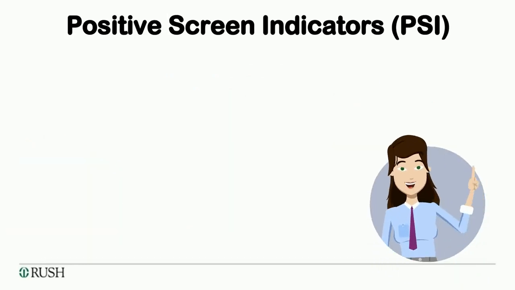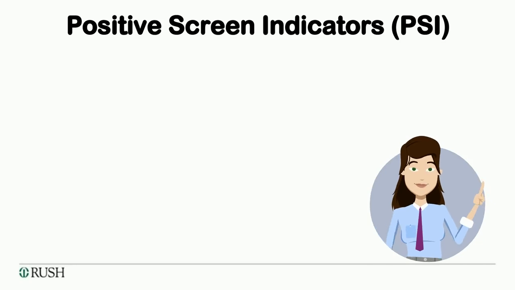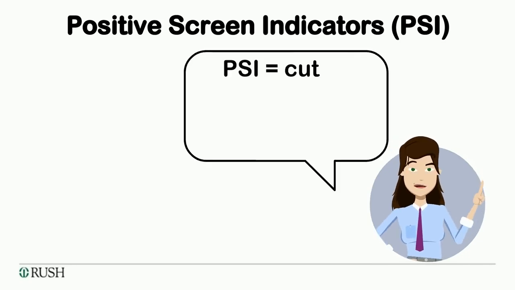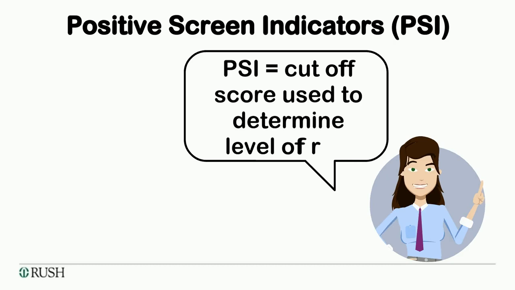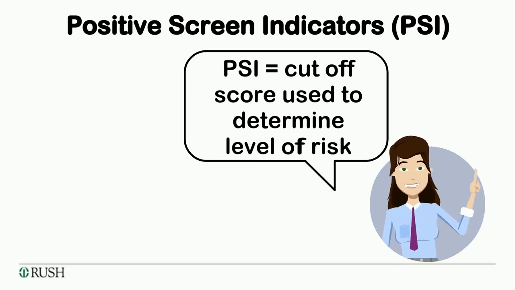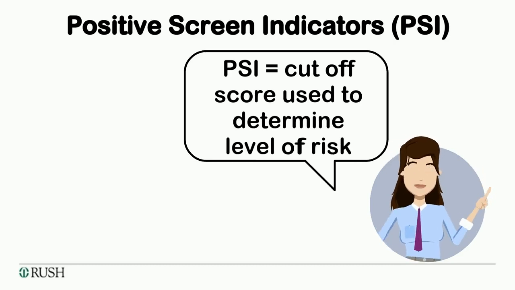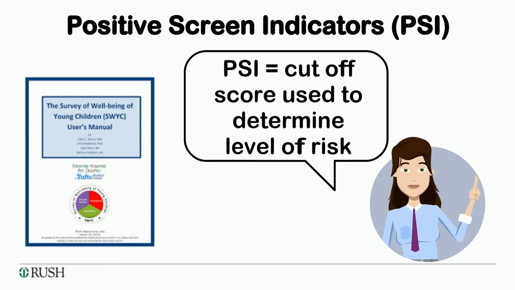The provider will compare the child's score to a positive screen indicator or PSI to determine a positive or negative screen. A PSI is the cutoff score used to determine a child's risk level. The indicator is based on the child's age and screener criteria and can be found in the SWYC manual.